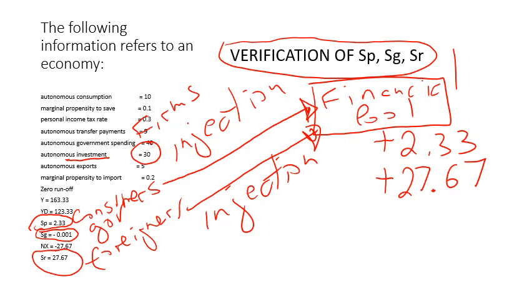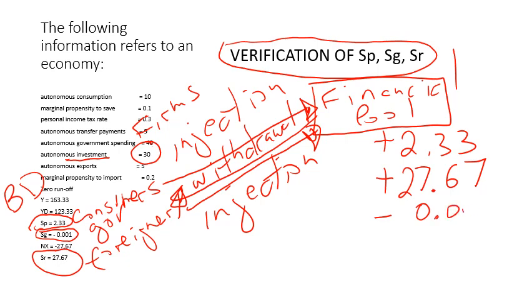All right. Now, the government is a government. Our government here has a budget deficit. It's not large, but it is still a deficit of $0.001 billion. So is this going to be an injection or a withdrawal? That's going to be a withdrawal of money. So this is going to be a negative 0.001.